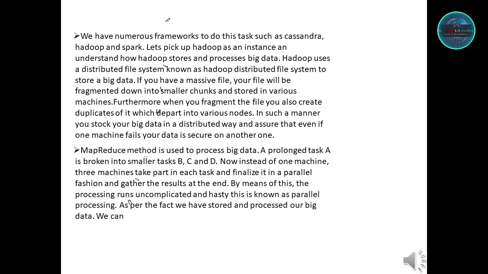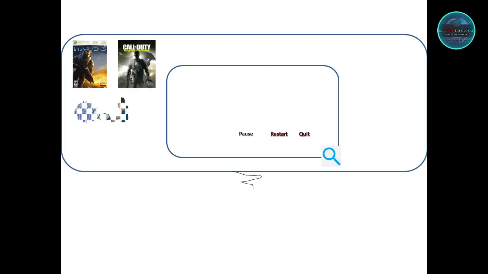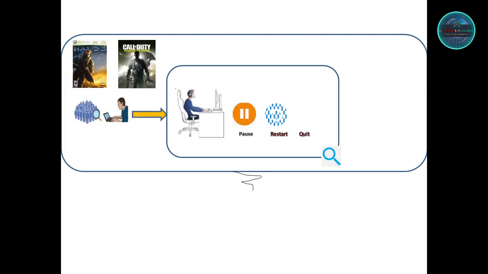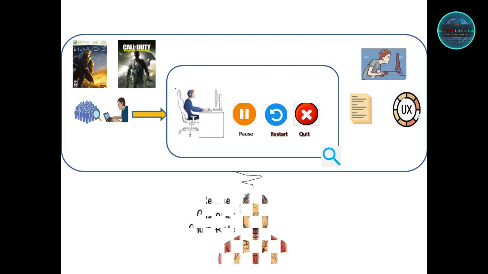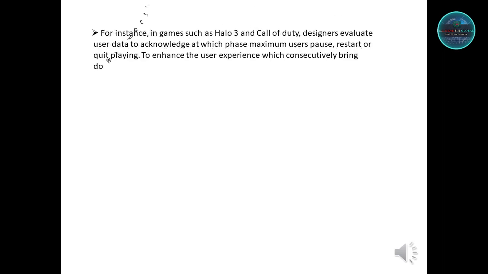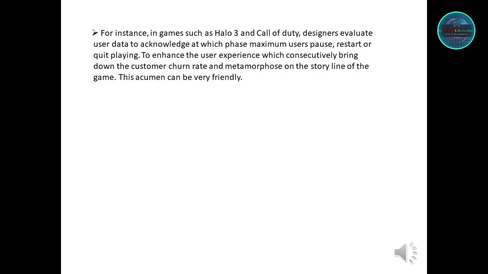As we have stored and processed our big data, we can now interpret this data for multitudinous applications. For instance, in games such as Halo 3 and Call of Duty, designers evaluate user data to recognize at which phase maximum users pause, restart, or quit playing. To enhance the user experience, which consecutively brings down the customer churn rate, and to change the storyline of the game, this insight can be very helpful.